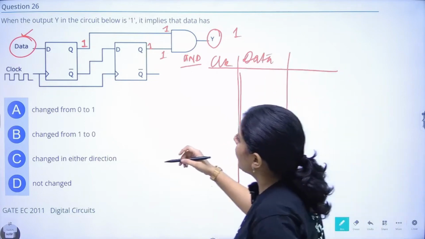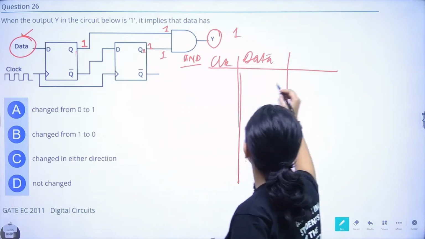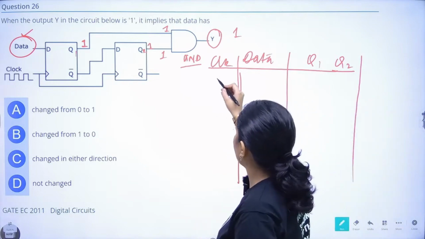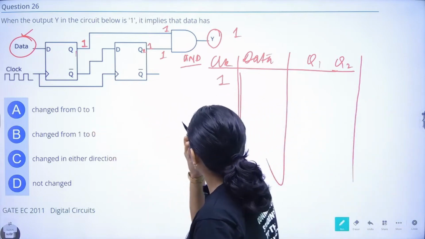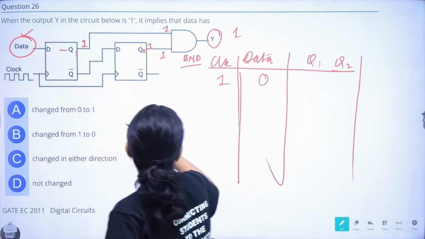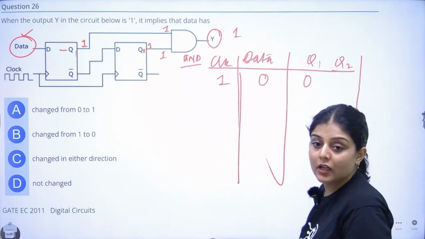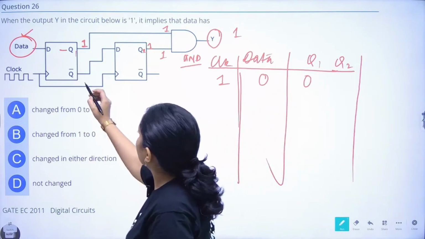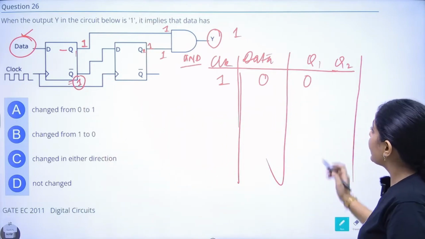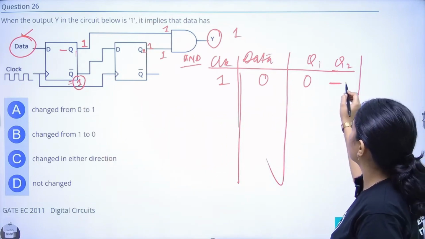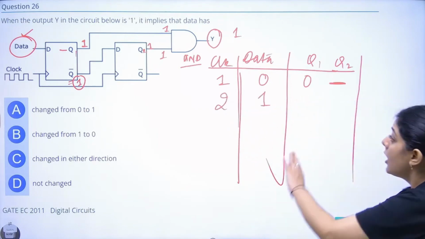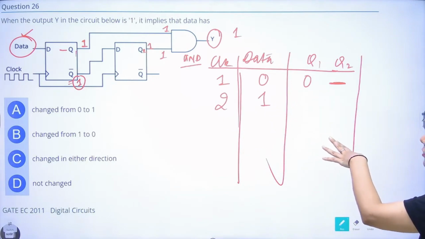Let me write it Q1 and let me write it Q2. Q1 and Q2, right? For the first clock, suppose data was equal to 0, then what happened in this clock? Q1 will become 0, but this will become 1, and this will become 1 in the next clock only. So this is not known. In the second clock, if I am saying data is 1, the value is changed from 0 to 1.